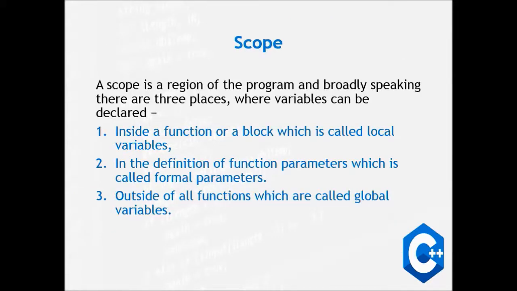What is a scope? A scope is a region of the program, and broadly speaking, there are three places where variables can be declared. Number one, inside a function or a block, which is called local variables. In the definition of function parameters, which is called formal parameters. Outside of all functions, which are called global variables. So we have local variables, formal parameters, and global variables.